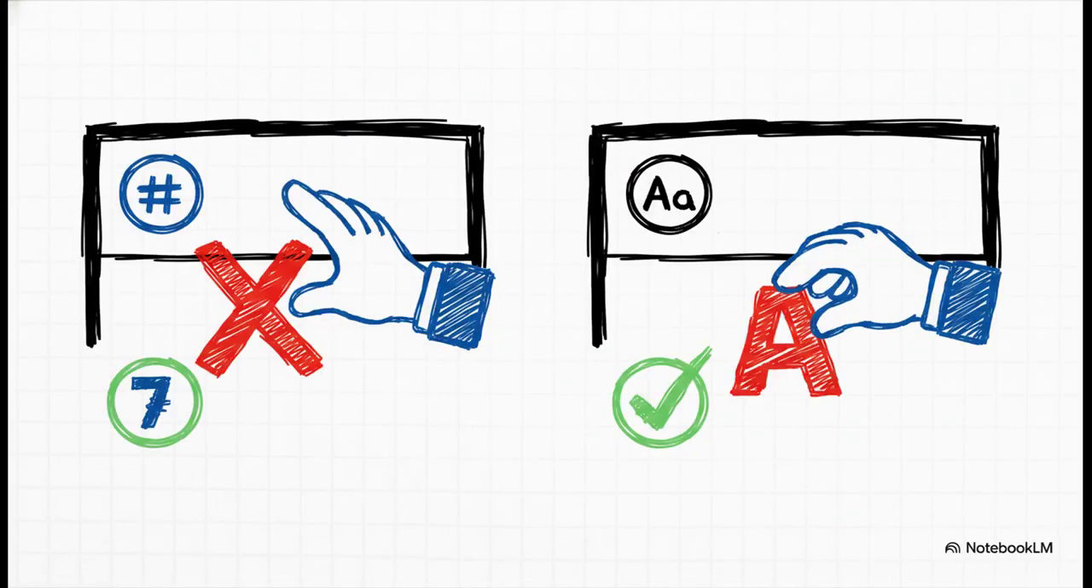You know what? Here's the absolute best way to think about it. Imagine you're filling out a smart web form online. If a field only accepts numbers, you literally can't type a letter into it. The form just won't let you. That is exactly what constrained decoding does to the LLM.